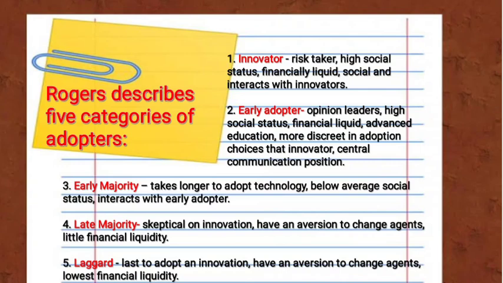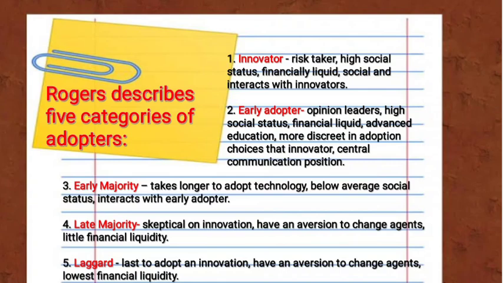So we have here the Rogers adopter categories. So Rogers describes 5 categories of adopters. Number 1, we have the innovator. Okay, so sino ba itong si innovator? Ito yung mga risk taker, high social status, financially liquid, social, and interacts with innovators. So meaning to say, this group of people, so later on you may assess yourself, alin ka sa mga 5 adopters ni Rogers. Okay, so si innovator, these are group of people na, we have to take note of this.